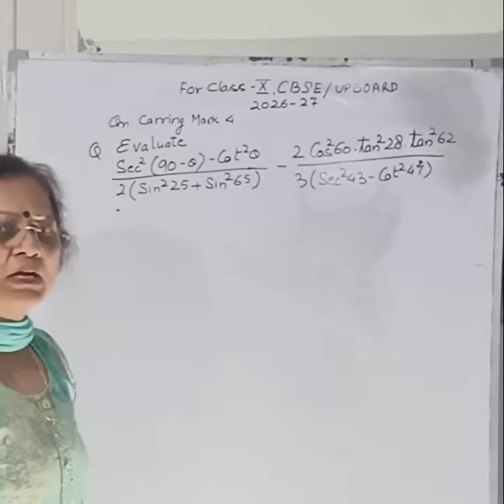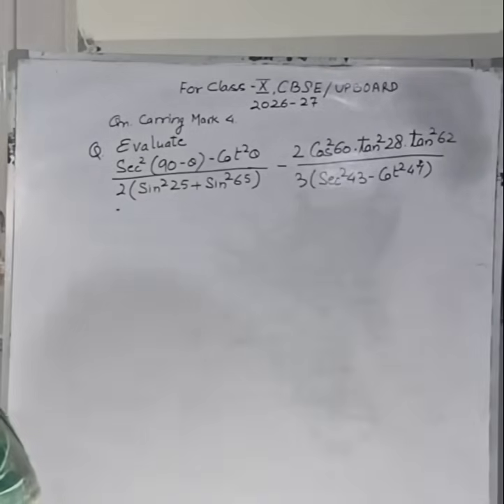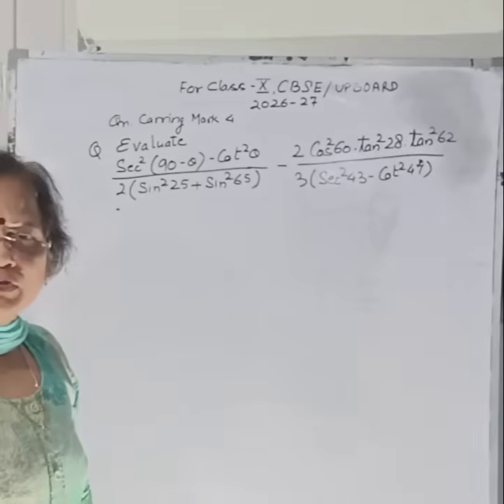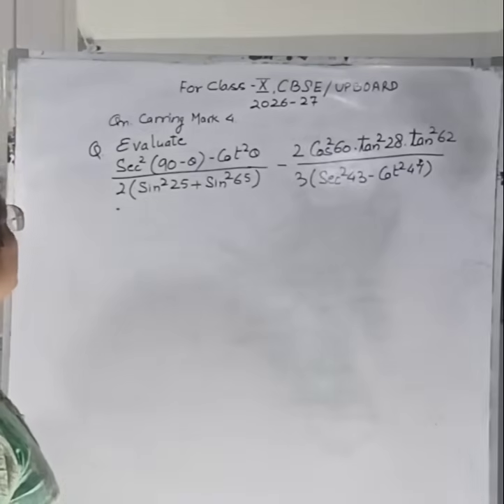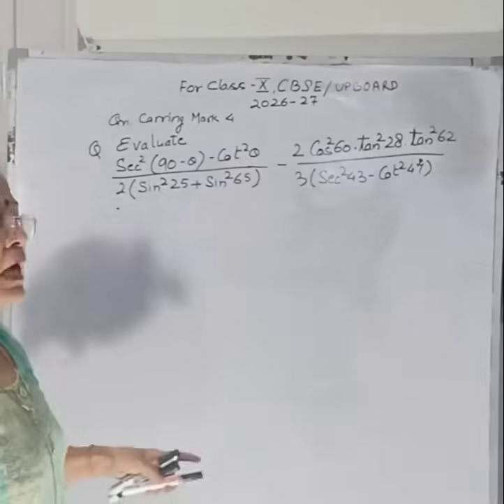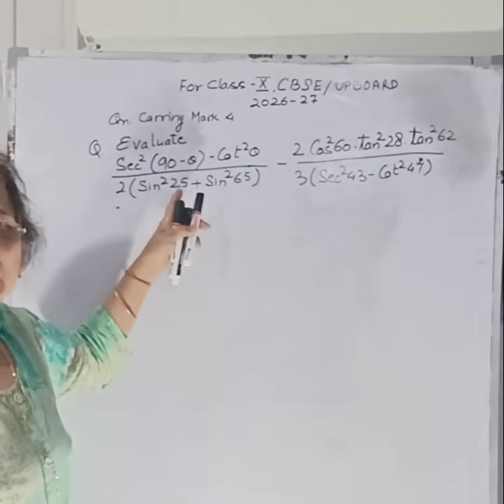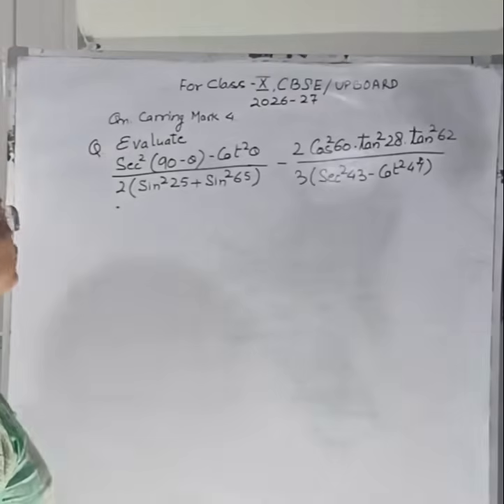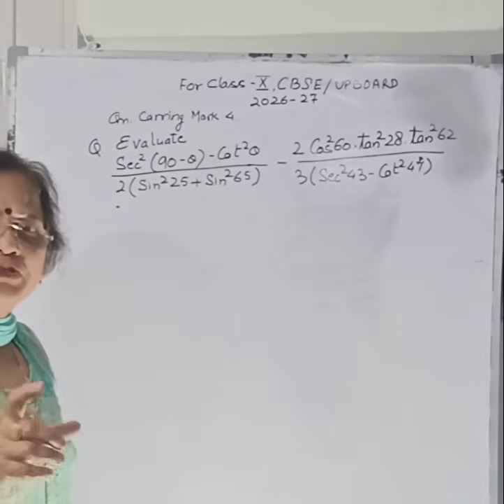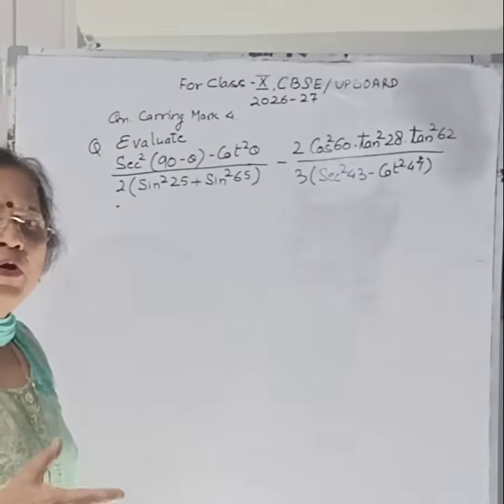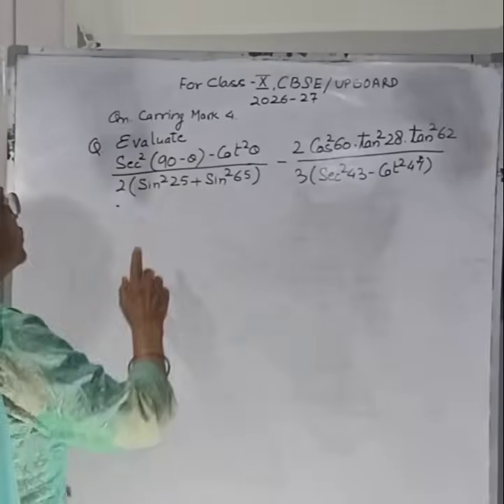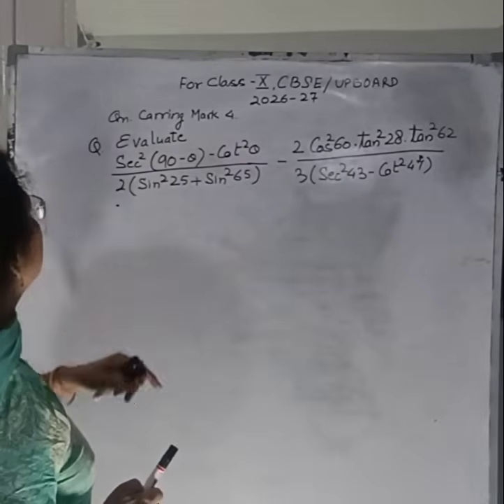This is the questions for class 10th CBSE and UP Board for coming years 2026 to 27. It's very important questions carrying mark 4, and it is the question related to the first chapter related to the angles, so that you should know the relations between the ratio of angles. That formula should be known to you. We have to evaluate the value of this.